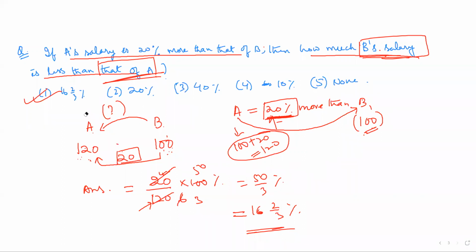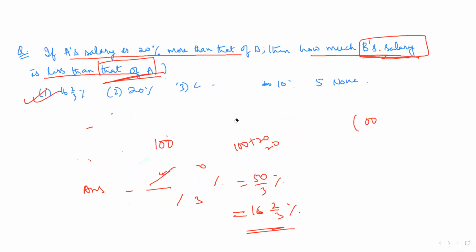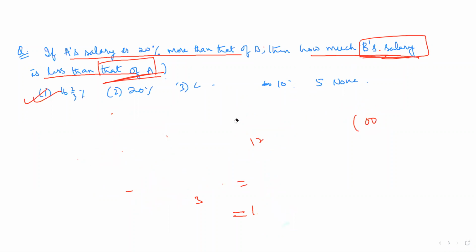Now another method for the same question. This method has some limitations, but anyway, let's see this. See, the same question: A's salary is 20% more, so what does 20% mean? 20 by 100, actually 1 by 5. Is that okay?